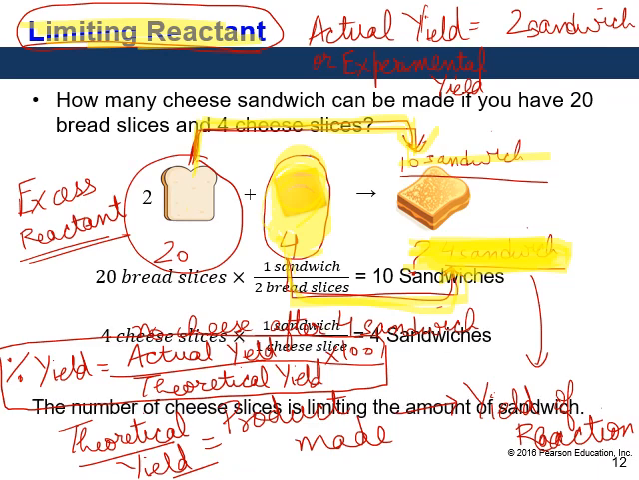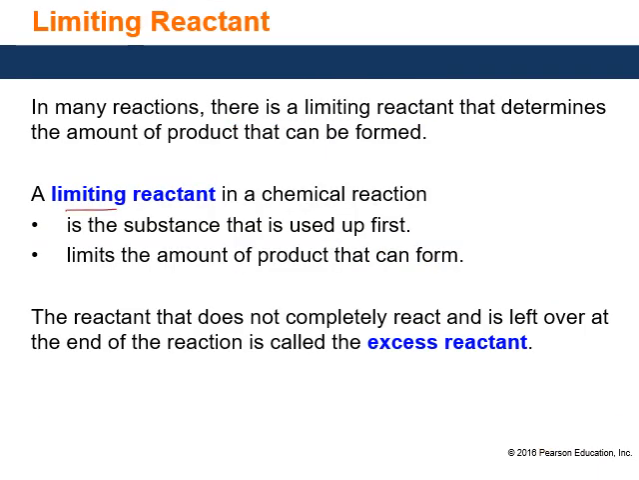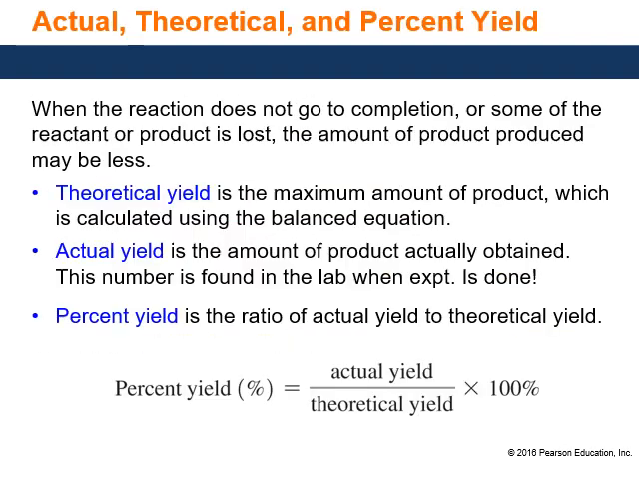The definitions are also listed here. A limiting reactant in a chemical reaction is the substance that is used up first and it limits the amount of product that can form. The reactant that does not completely react and is left over at the end of the reaction is called the excess reactant, meaning you have more of it, but you're less on the other reactant. So the ingredient which is less is the limiting reactant. Ingredient which is present in more is the excess reactant.